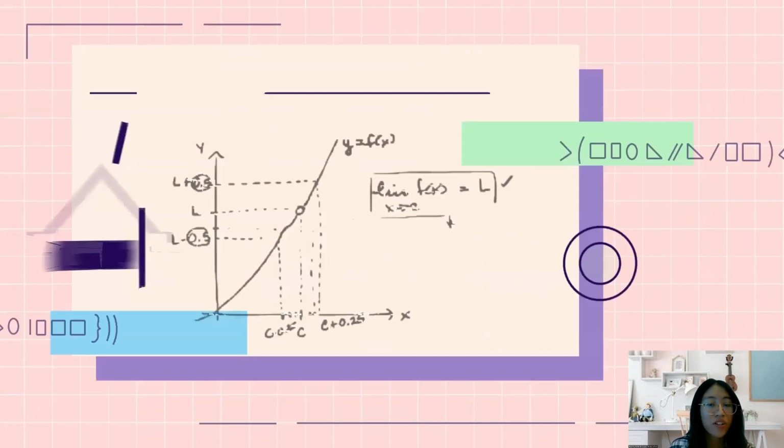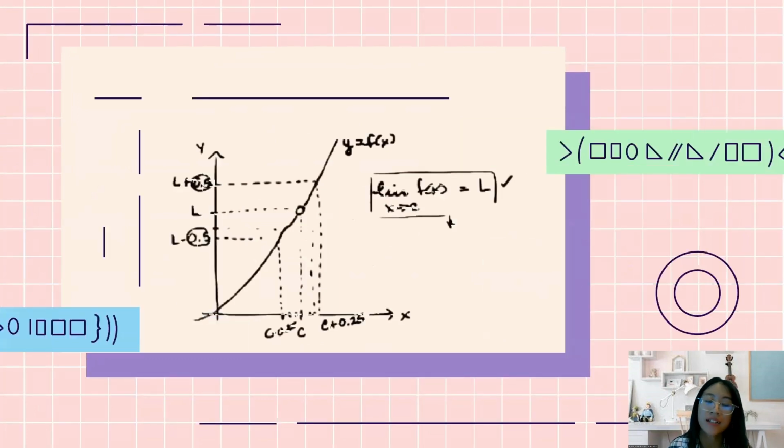So let's say our function is doing something like this. We want it to be defined at c. And just so you know, you can always find a limit even where the function is defined.